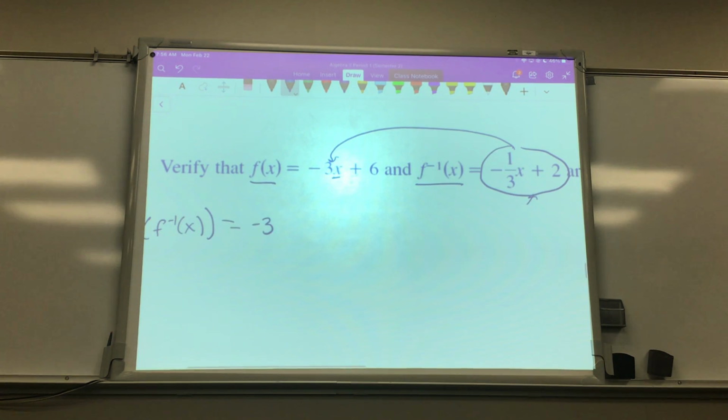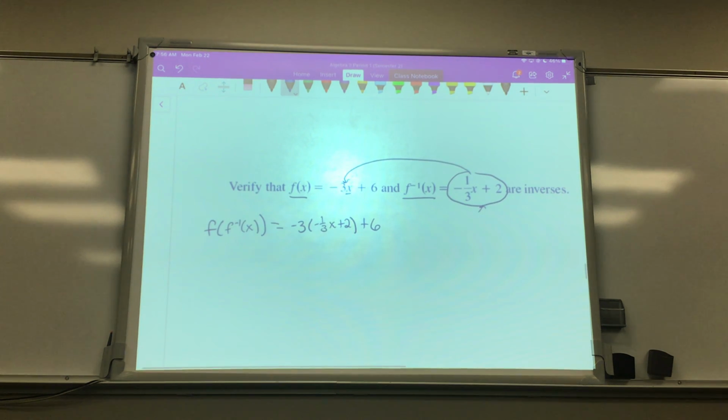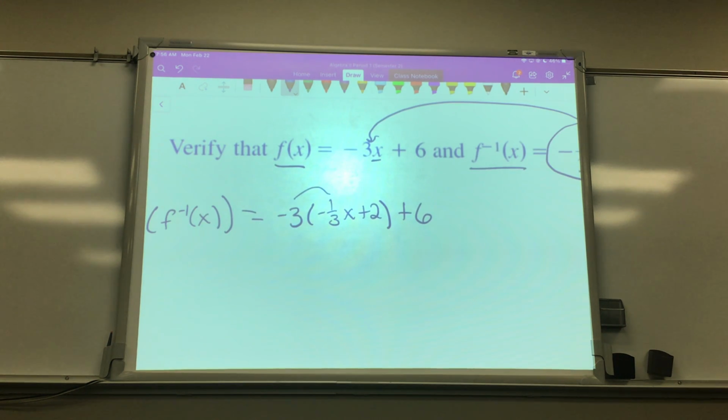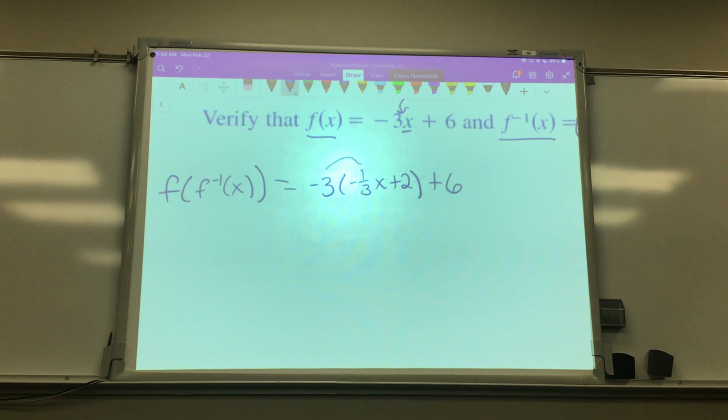So negative 3, here's my x. So I'm going to replace it with that negative 1/3 x plus 2. And we got plus 6, correct? Now simplifying that, we got to distribute that negative 3. What's negative 3 times negative 1/3? Could be 1, right? So I got x, negative 3 times positive 2, that's going to give me minus 6 plus 6. That gets me to x. That's what we need to get to.